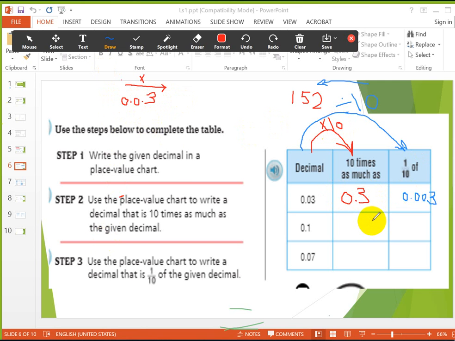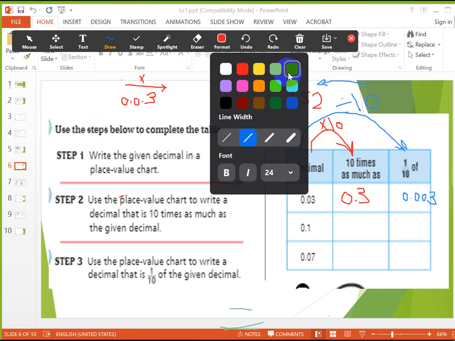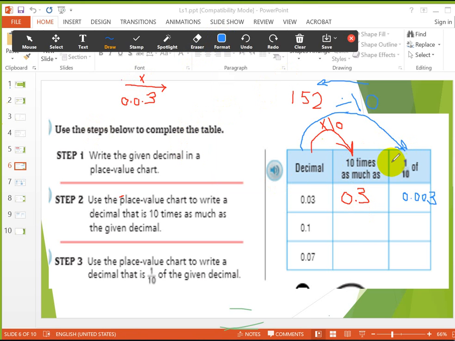0.3. That means it will be 3/10. Now, if I told you that I want to find the number that is 1/10 of 0.03, that means I want to divide this number by 10.